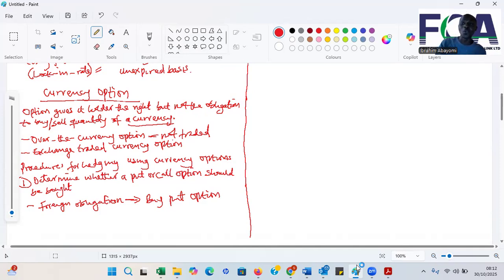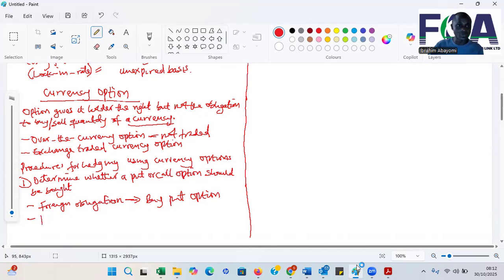But if it is over the counter, it's not standardized. I think I missed something. Don't worry, after this, I'll go back and explain that. For over the counter, it's not standardized, so it can be tailored to users, just like our forward contract. So in that case, you just look at your exposure to determine whether a put or a call option is involved. I will explain more as we solve questions.